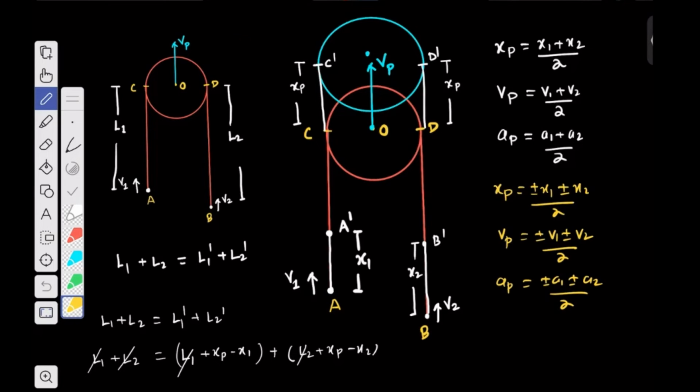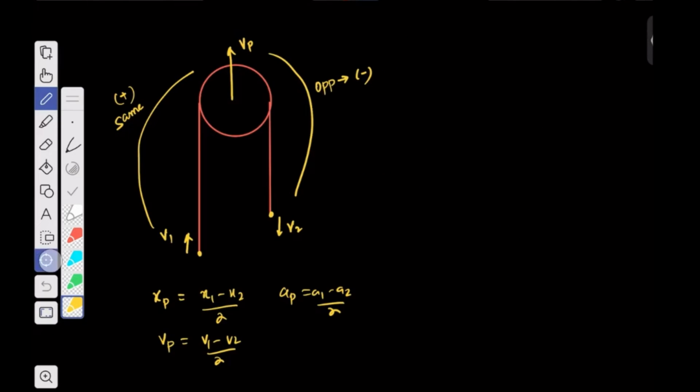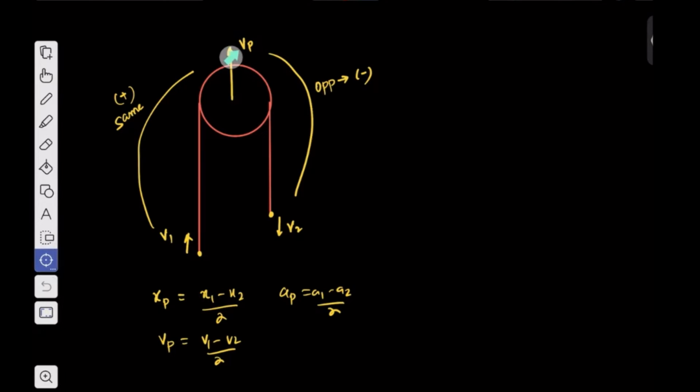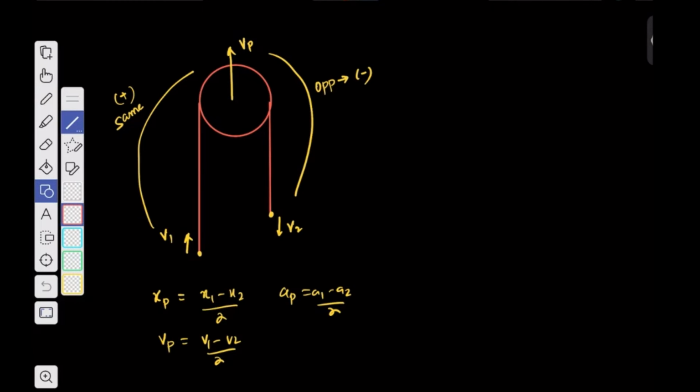Whichever way you derive it, that pattern will emerge: whichever velocity is in the same direction as Vp, V1 for example, gets a plus in front, and V2, opposite to that, gets a minus. So that pattern will emerge. Now, where to use this? Wherever you see a pulley moving, there you can use it.